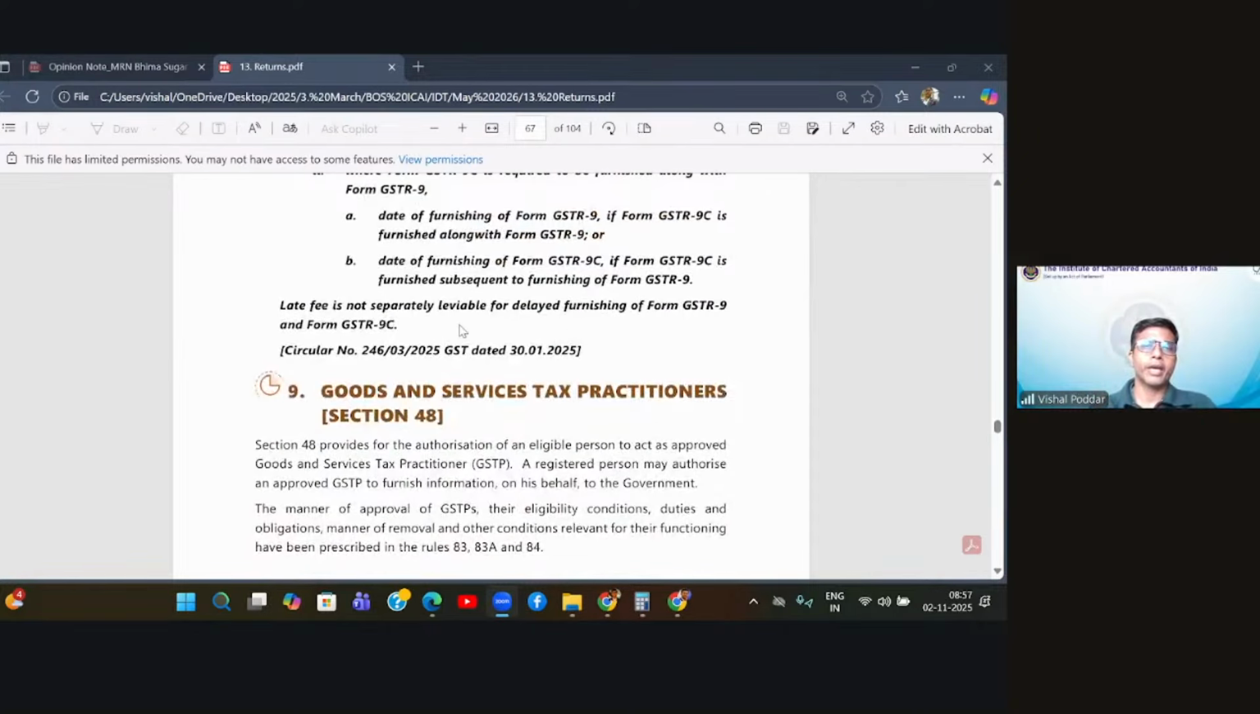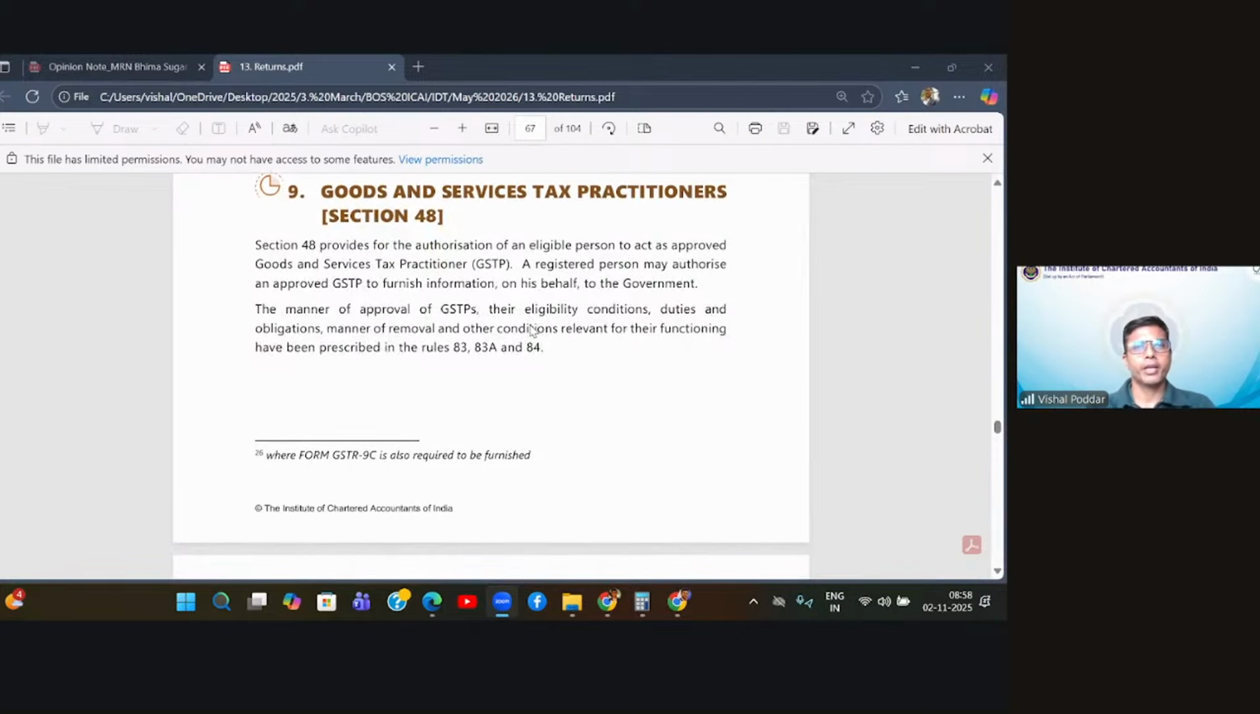What is important, what has been clarified very recently, is that there is no separate late fee for non-filing of one of the forms. Means there is no separate fee for 9 and again for 9C. That is why they are now using the word complete. So late fees will be calculated only with respect to both forms together. Here it is important to note that for people whose turnover is below 5 crores, we studied that 9C is not applicable. So for them, the late fee will be attracted only looking at GSTR 9, because anyway 9C is not applicable for them, right?